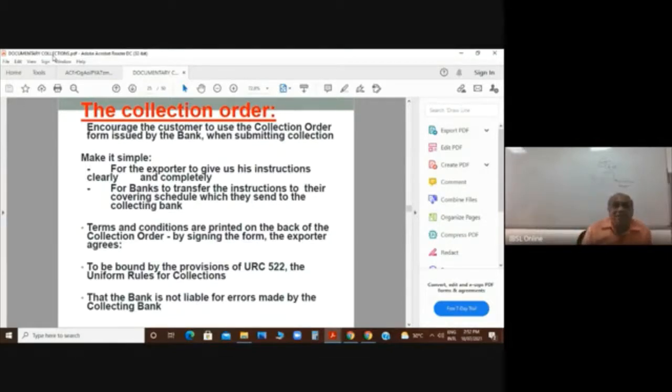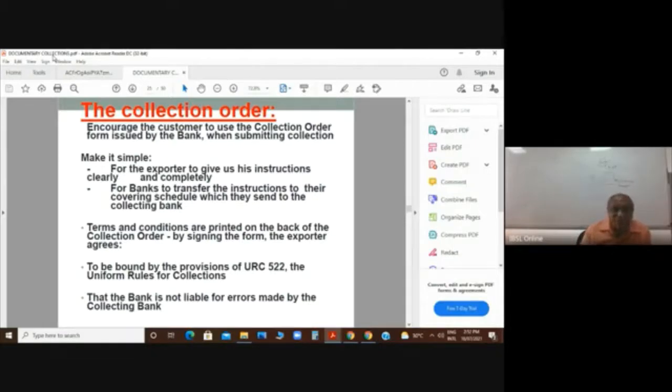And for the exporter to give us his instructions clearly and completely, and also for banks to transfer the instructions to their covering schedule, which they send to the collecting bank. The remitting bank, when they are sending the documents to the collecting bank, also has to send a bank's covering letter. That covering letter will be filled based on the collection order form instructions you get from the exporter, right?